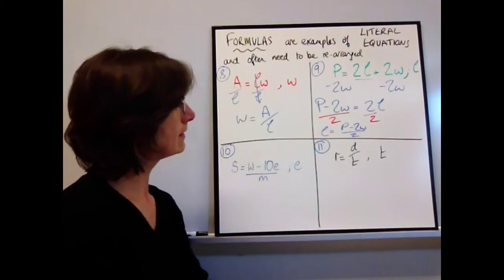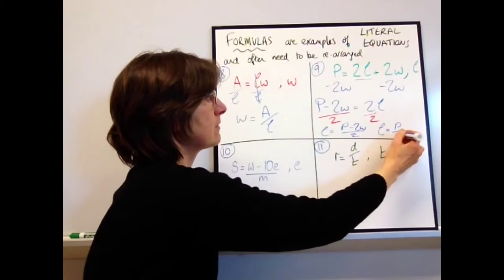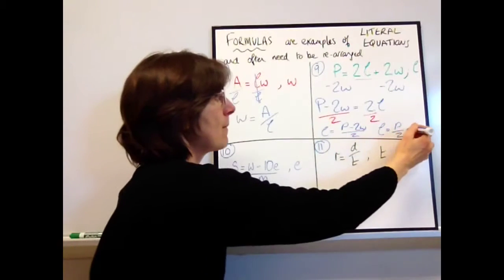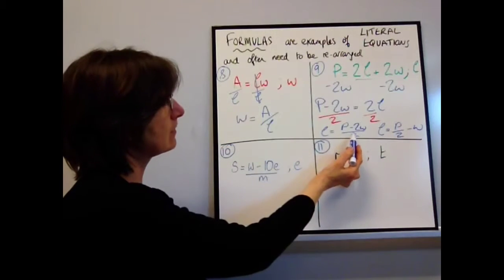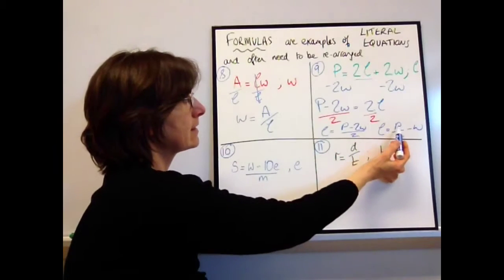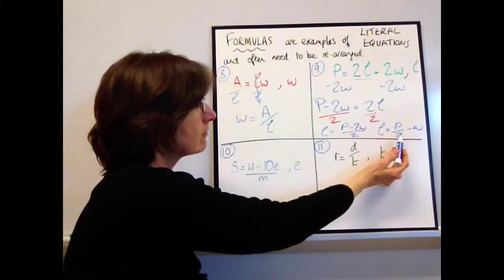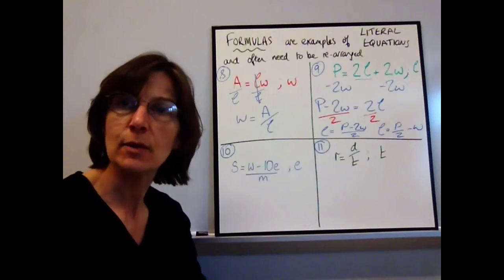Now we could write that a little differently. We could write that as perimeter divided by 2 minus the width. You can see that I'm applying this divide by 2 to each term individually. So length is: cut the perimeter in half and subtract out the width, and that will give you the length.